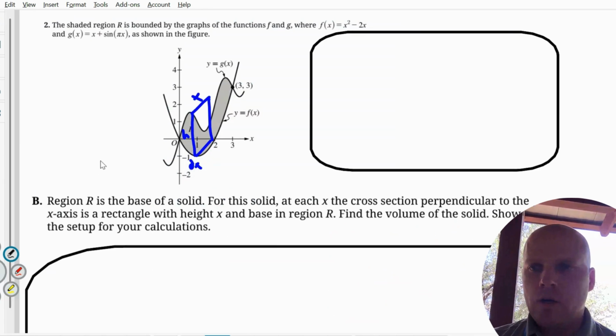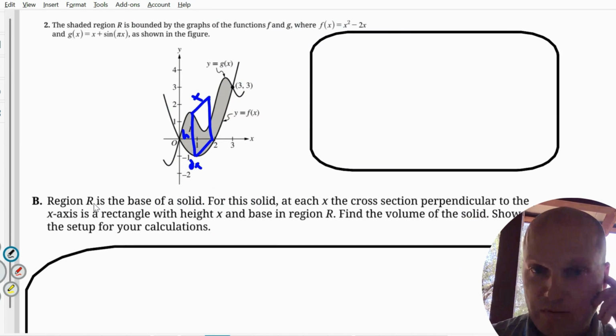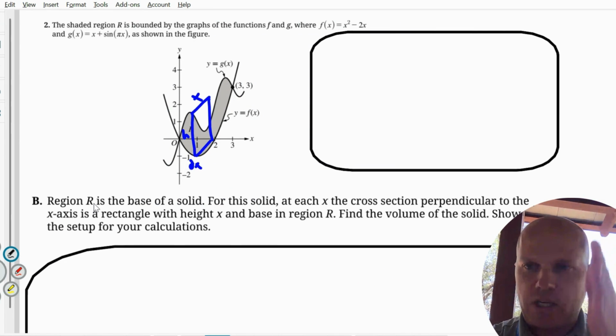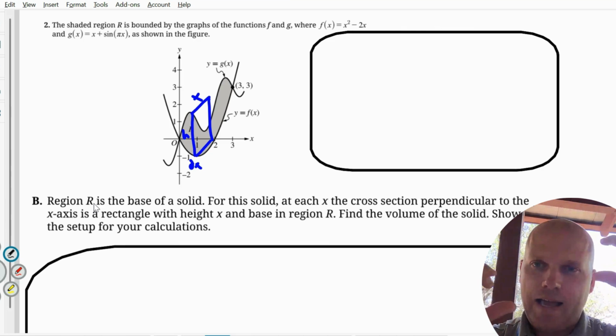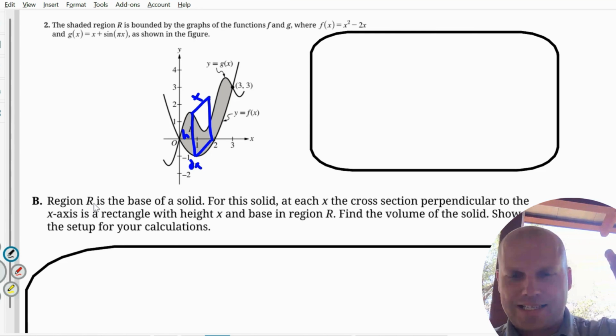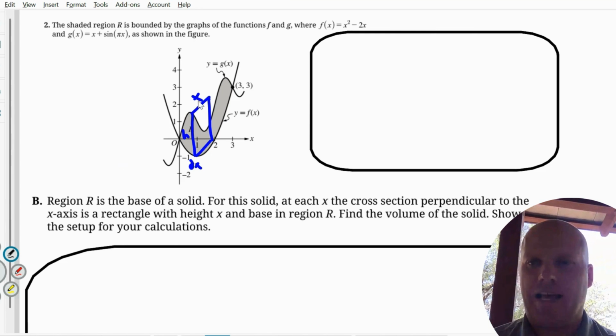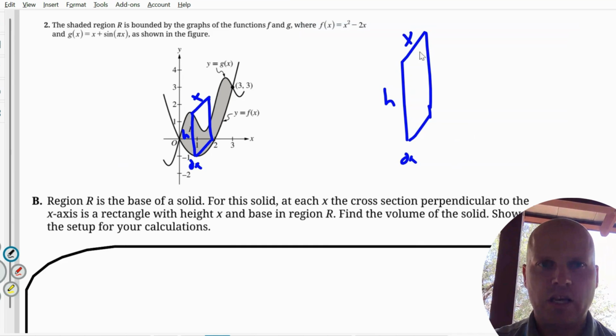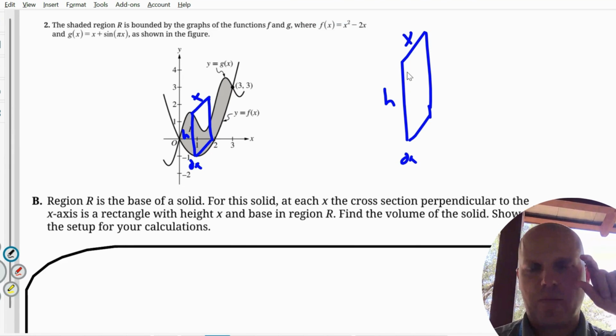Part B, we got region R as the base of a solid. We're putting cross sections perpendicular to the x-axis. We got rectangles. We have a height x. Now this is tricky, having a height x. I kind of drew it here, but I also put it here. It's like, imagine this is coming outside my paper.